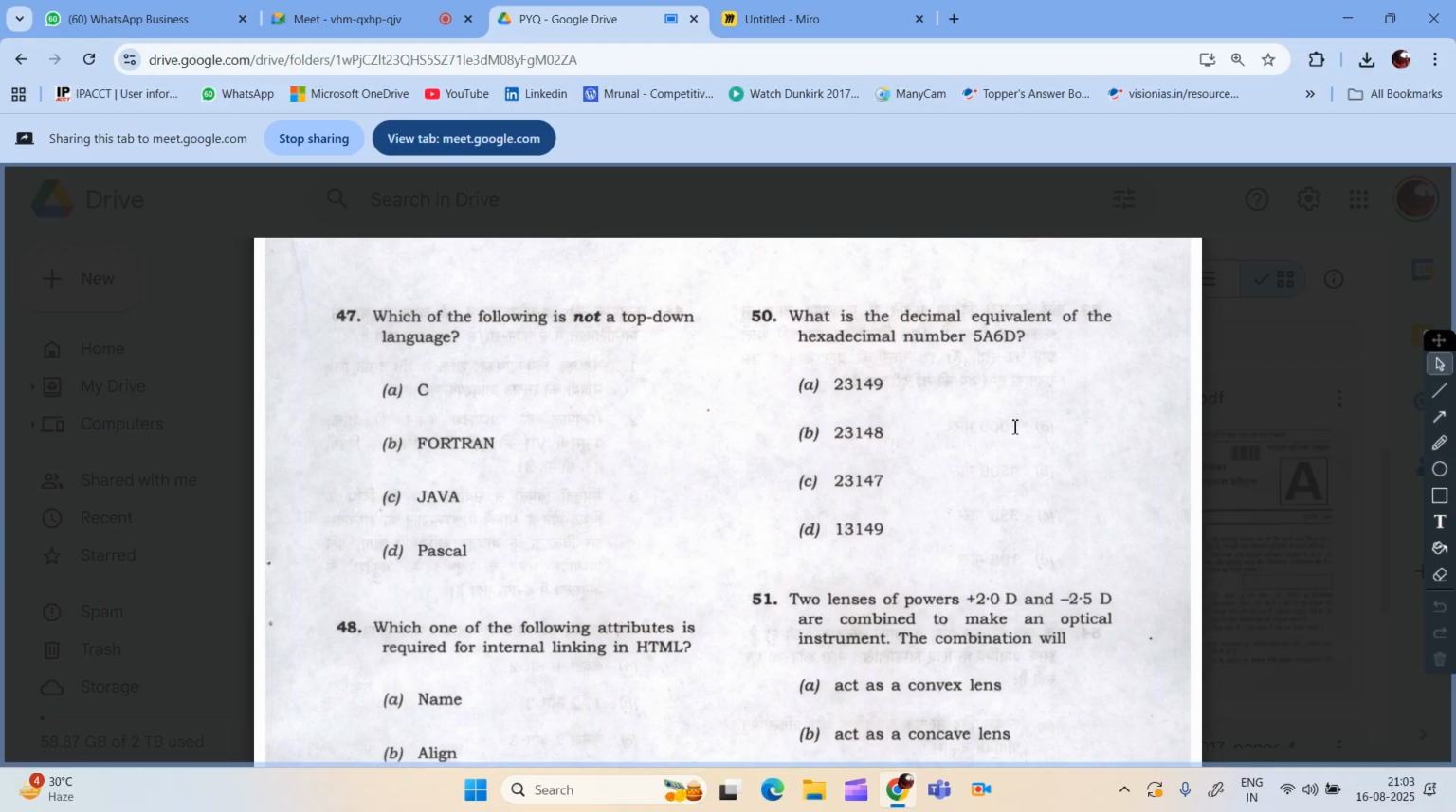Okay, so decimal equivalent, hexadecimal numbers, you need to understand the conversion. Got it? That is the most important part. This sort of question they are asking. They're asking this sort of question too. You need to get the thing here.